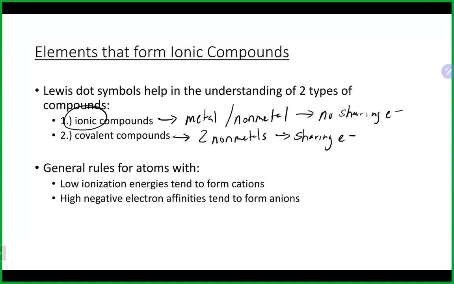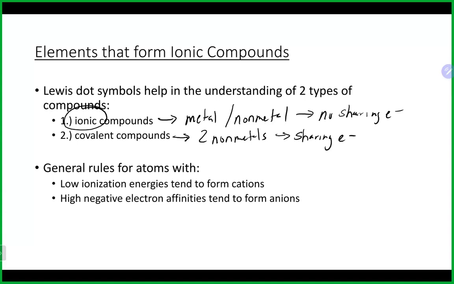Things with high electron affinity. Electron affinity, again, a reminder, is the energy change that occurs when an atom gains electrons. So if you have high electron affinity, it means you're pretty good at gaining electrons. That means you're more likely to gain electrons, become negative, and be an anion.